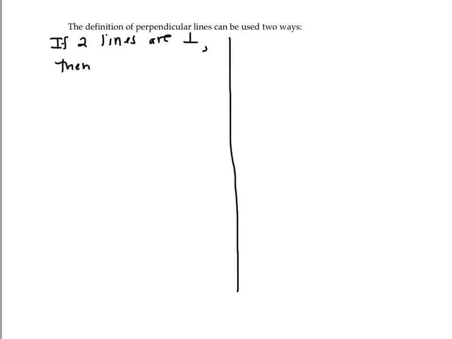The definition of perpendicular lines can be used in two different ways. In the first scenario, let's write the definition in if-then form. If two lines are perpendicular, then they form a right angle.